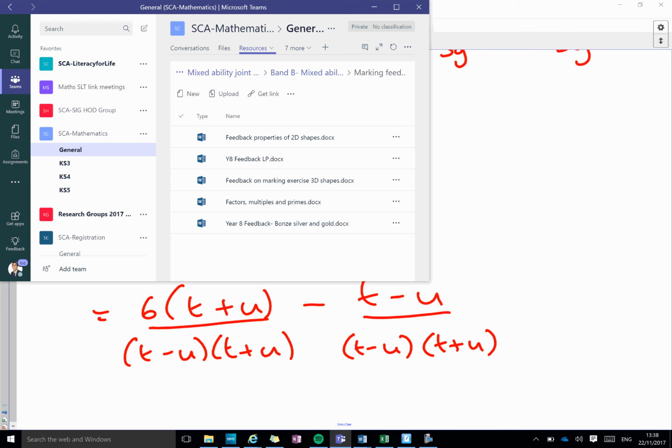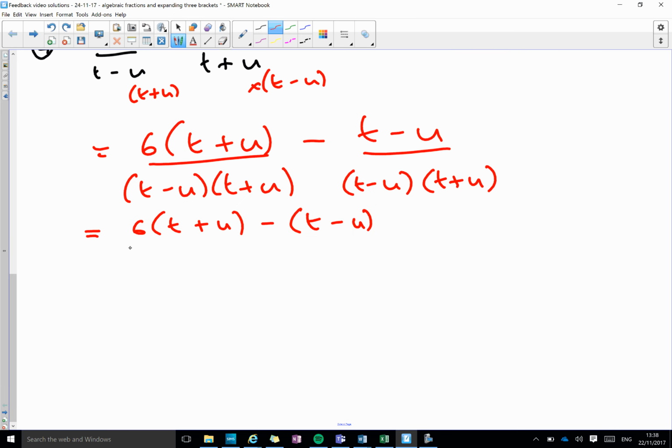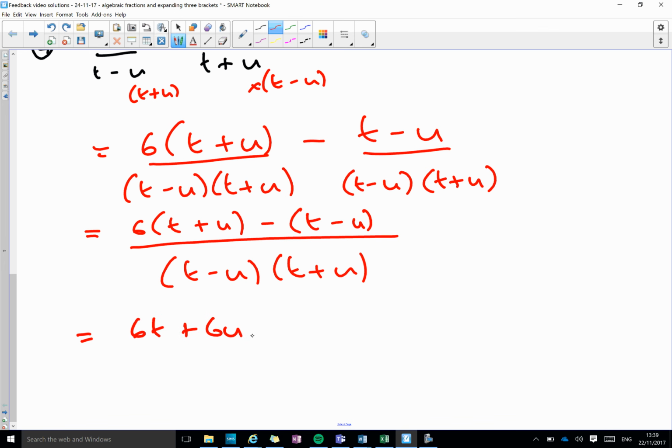So it may look more complicated, but actually what's going on here is that we have the same common denominator. I can now write that as 6 lots of t plus u minus, being really careful here, minus all of t minus u. And that's all divided by t minus u by t plus u. I can expand those brackets on the top, so we get 6t plus 6u minus t, and then negative multiplied by negative is positive u.